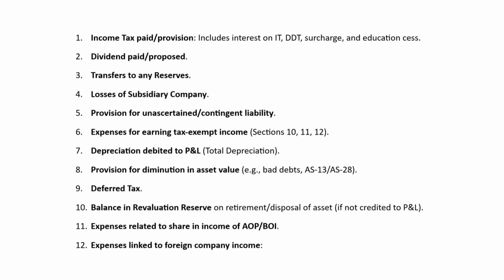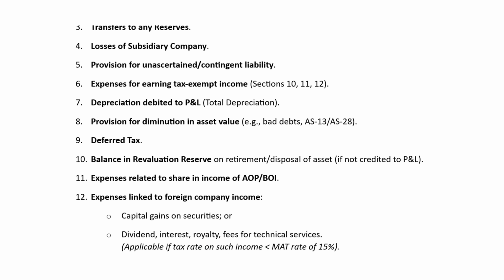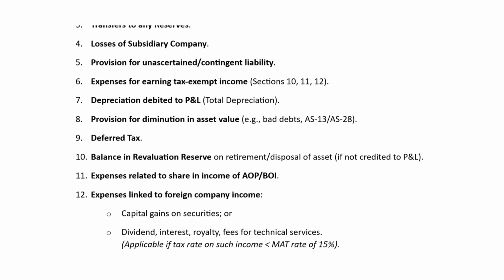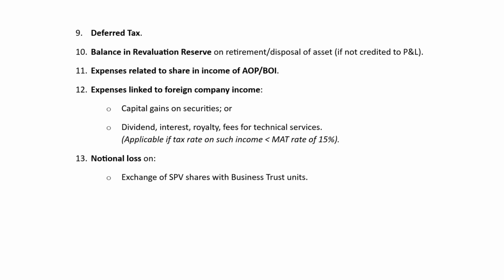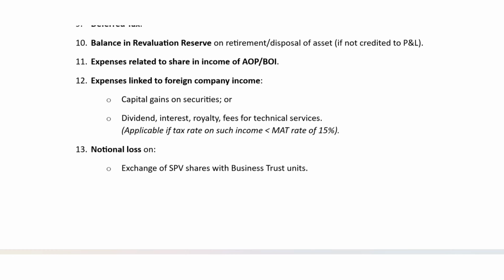Balance in revaluation reserve on retirement or disposal of assets, if not credited to P&L, still you have to add back. Expenses related to share in income of AOP and BOI. Expenses linked to foreign companies' income, which is capital gain on securities, dividend, interest, royalty, fees, etcetera. Notional loss on exchange of SPV shares with business trust units, you have to add back.